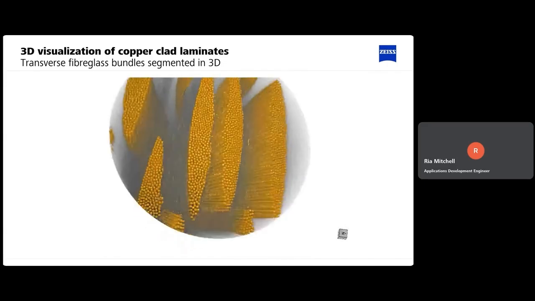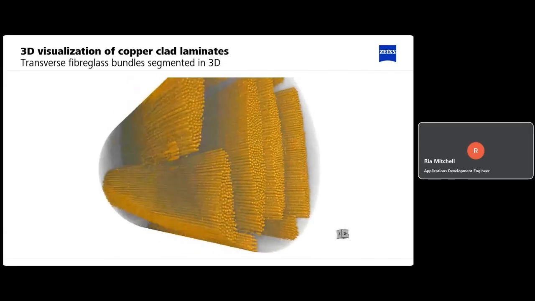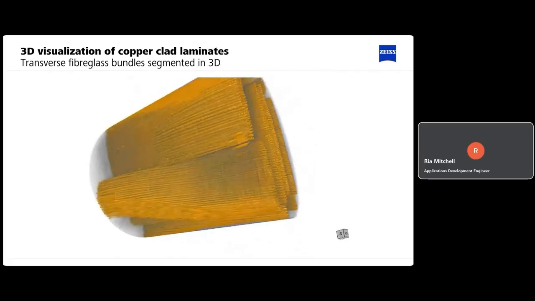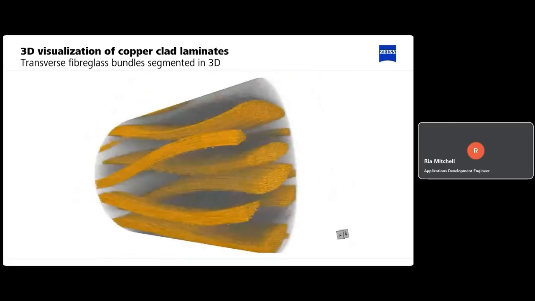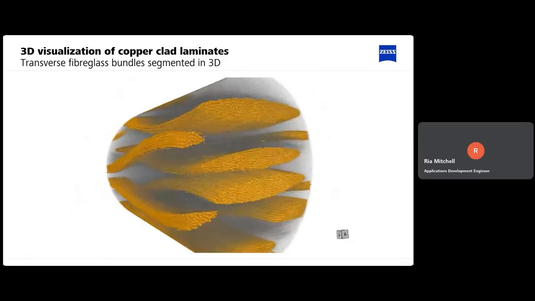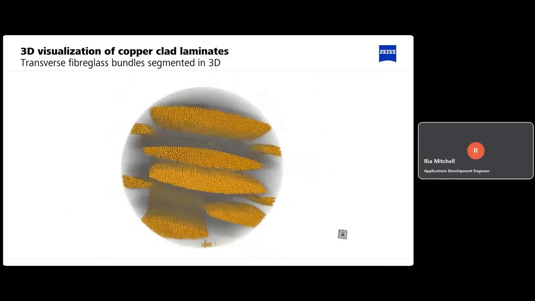So again, we can use this to check for defects. We can use it to check the consistency of the bundles. We can use it to check for the consistency of the diameter and the length of these different fiberglass bundles. So it's a really useful tool in combination with the other methods for figuring out stuff about our samples.